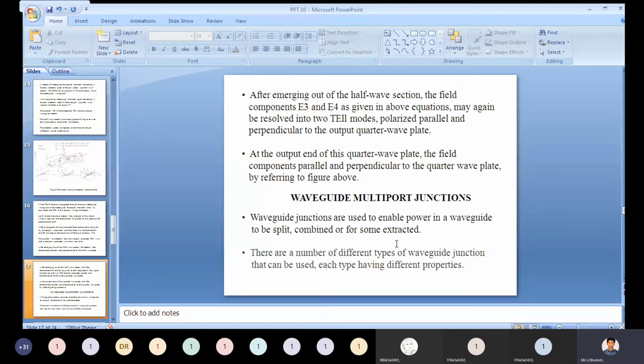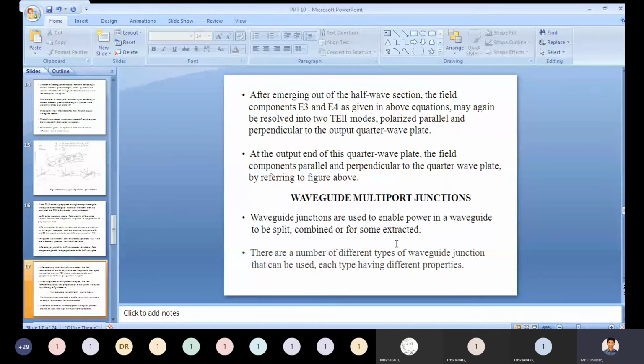So this is the attenuator topic. After that, we need to discuss waveguide multiport junctions. The basic definition of a waveguide multiport junction: waveguide junctions are used to enable power in a waveguide to be split or combined for some extraction.